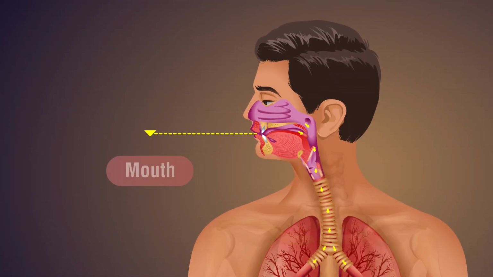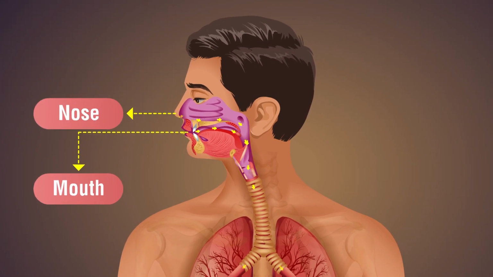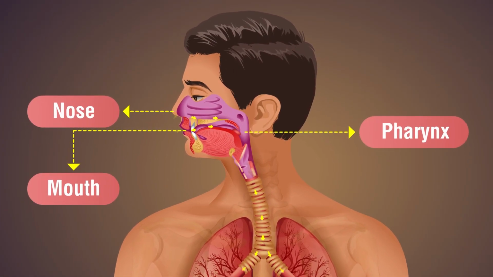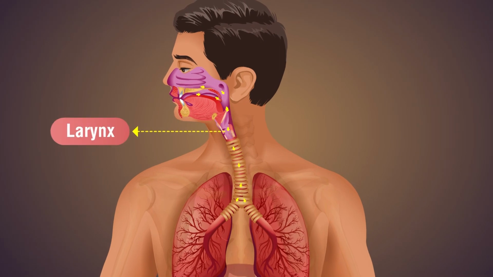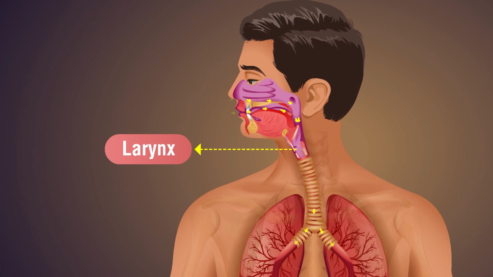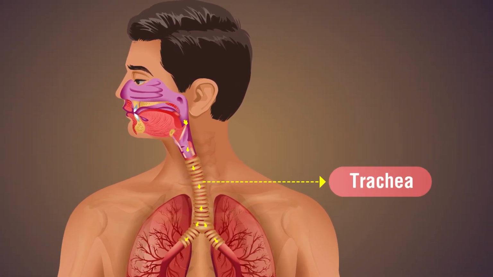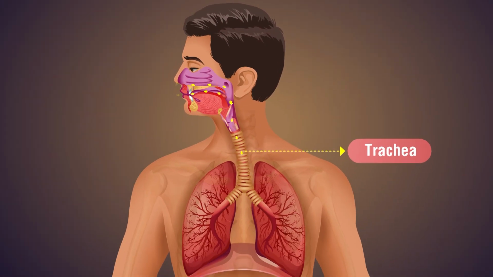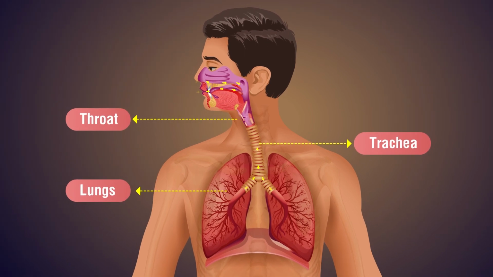It starts from the mouth and nose, which pull the air to the pharynx. It is a part that passes the air between the larynx and trachea. The larynx delivers the air from the mouth and nose to the trachea, and the trachea is a passage connected to the throat and lungs.